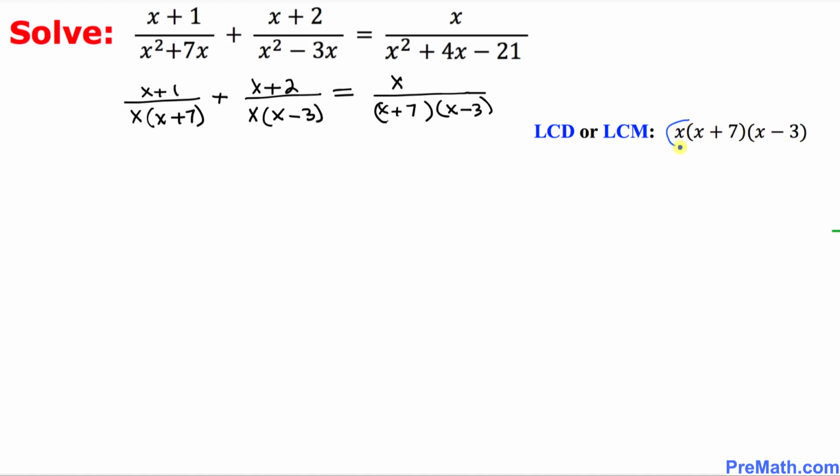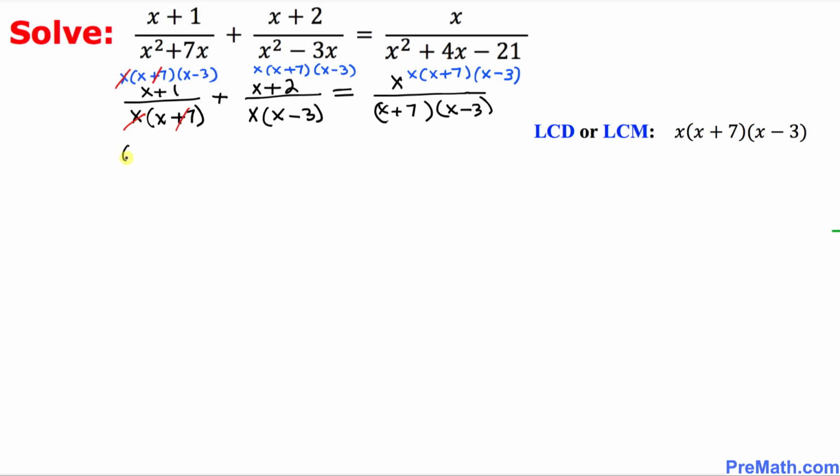And now we are going to multiply this least common denominator across the board. I'm going to multiply it with each and every fraction. Let's go ahead and do that. x times x plus 7 times x minus 3, likewise x times x plus 7 times x minus 3, and finally x times x plus 7 times x minus 3. Now we can see that this x cancels out with this x, and this x plus 7 is gone with this x plus 7.